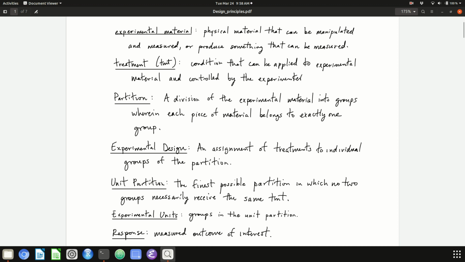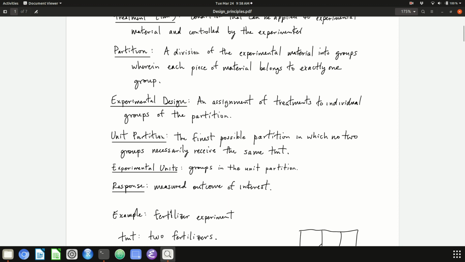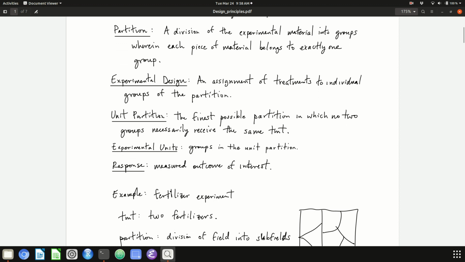A partition is just a division of the experimental material into groups, wherein each piece of experimental material belongs to exactly one group. So this may be somewhat of a new concept, but we'll give an example of this in just a minute. Now, an experimental design is just an assignment of the treatments to individual groups in the partition. So this is just how you decide to assign treatments in the experiment.